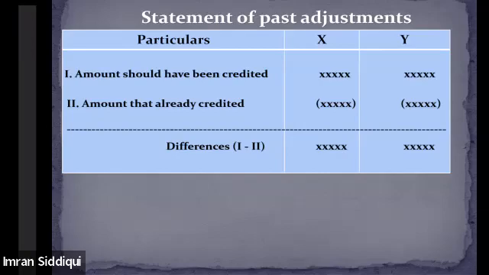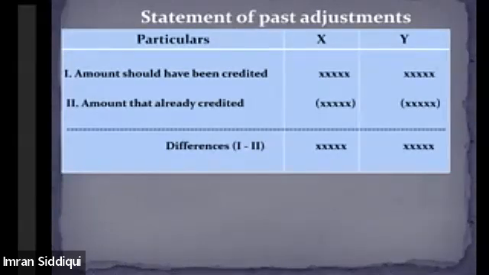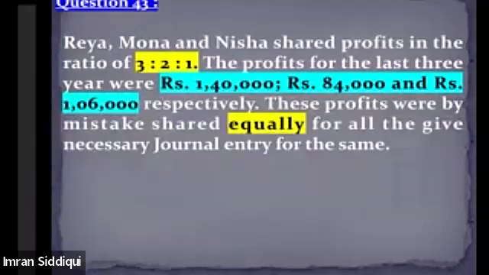See, first thing while doing a question based on the past adjustment, we make this format, and the first item that we write under it is the amount that should have been credited. Then we'll subtract the amount that has already been credited, and whatever difference we get after subtracting the second component from the first component, on the basis of the remaining value, we'll pass the journal entry. In order to completely solve the question, we at the end have to pass the journal entry as well. Now let's quickly understand question number 43 that will make things easier for you.